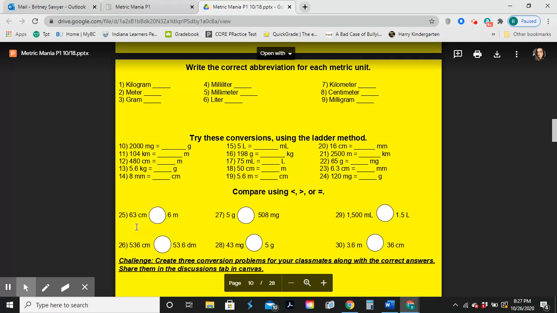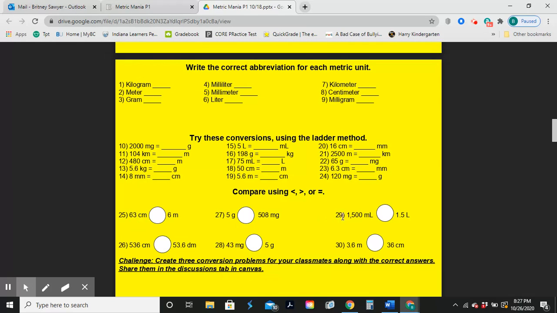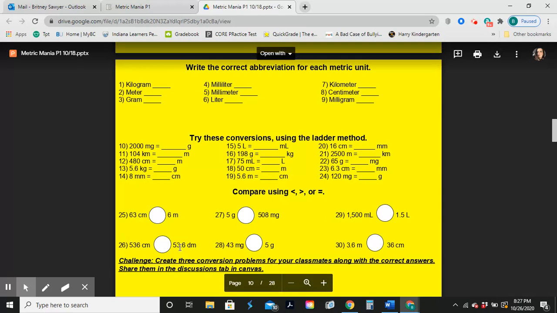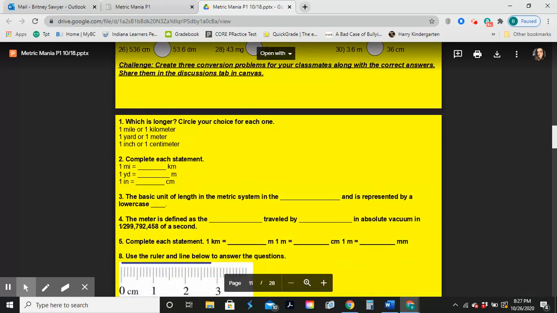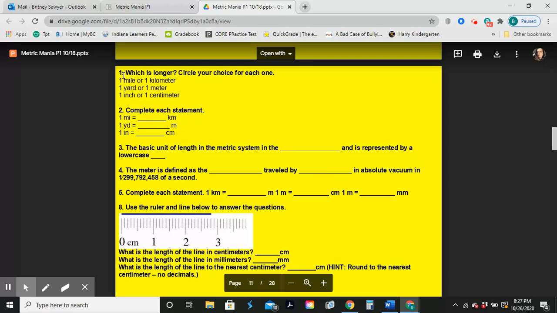Now, you're going to practice some more. Greater than, less than, or equal to. Which ones will these be? Okay? Which one is going to be longer? You can circle it or you can change the color. 1 mile or 1 kilometer. Which one's going to be longer? You circle it or you can change it to a different color.